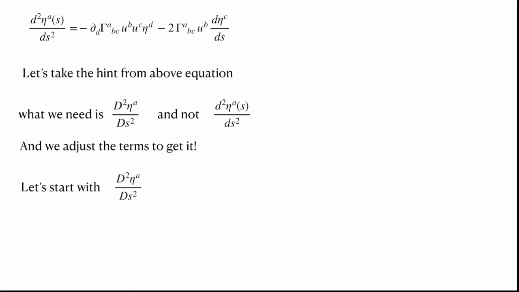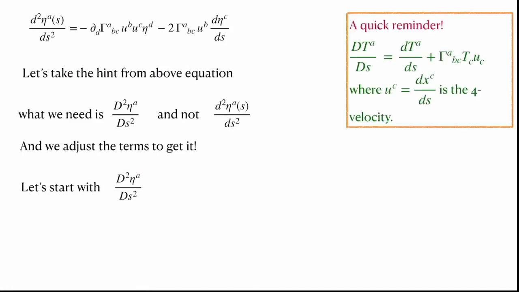So let's start with the acceleration of a connecting vector in a covariant manner, or directional derivative. Let me give you a quick reminder of this notation. Capital D by ds of a vector is given as ordinary differentiation of that vector with respect to the arc length parameter, and then you add the gamma term so that it becomes a tensor property.